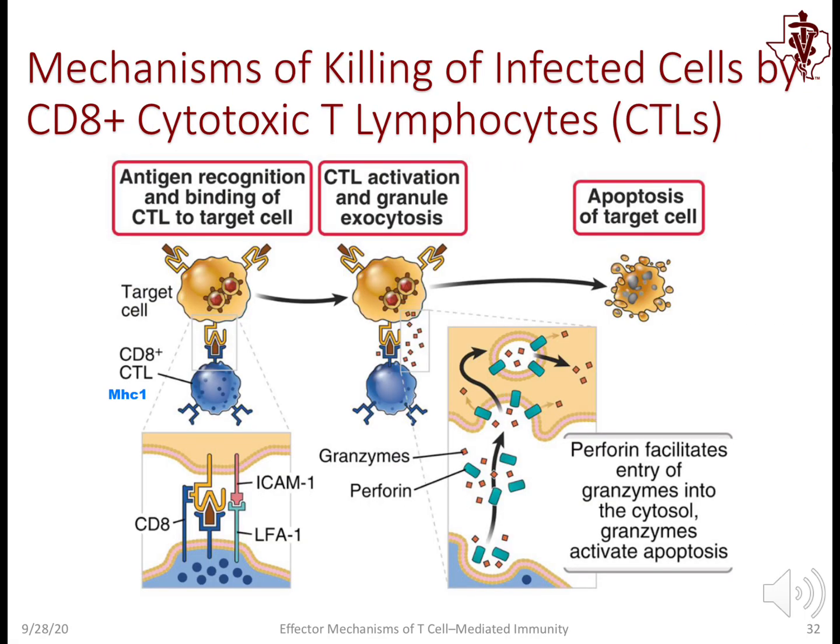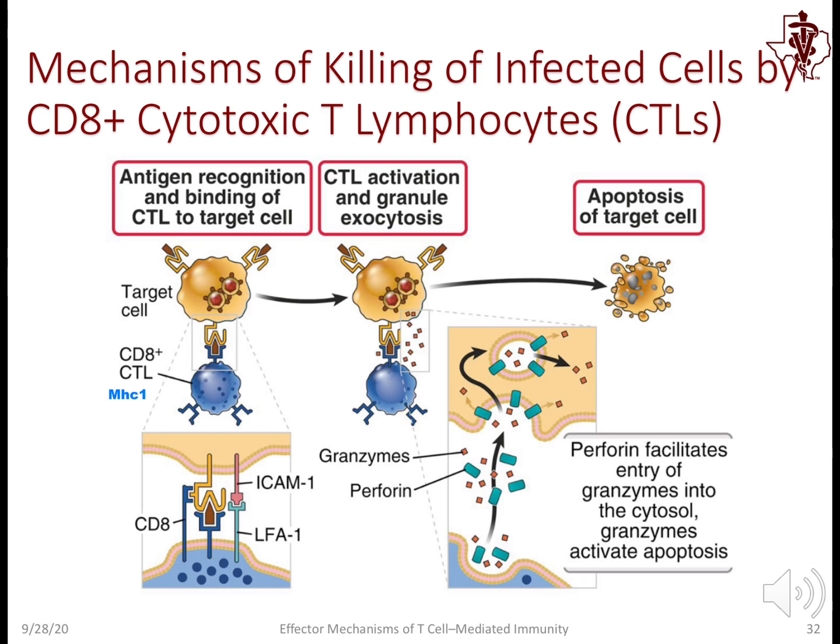How do CD8 CTLs kill cells infected with viruses? So first, they recognize the virus antigen through the MHC2, sorry, MHC1, through the CD8 receptor. They also have a co-stimulator, which is ICAM1, that reacts with the receptor LFA1.